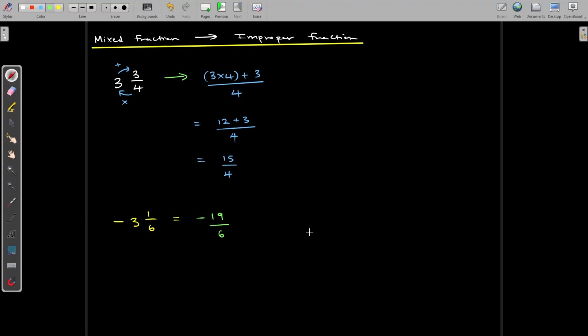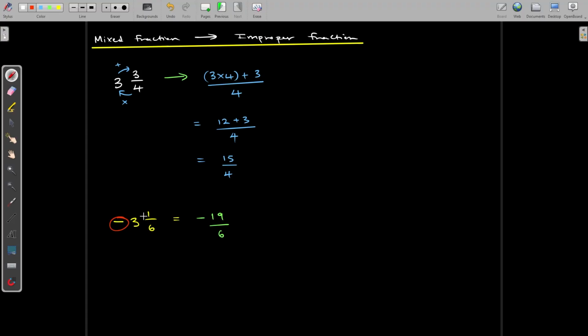Negative 3 times 6, 18, plus 1 over 6. That's right, sir. Alright, so this is where a common misconception occurs. What's happening is that this negative sign at the front, we should ignore that completely first. We ignore the negative sign, then operate normally. Then after we're finished, we put back the negative sign.